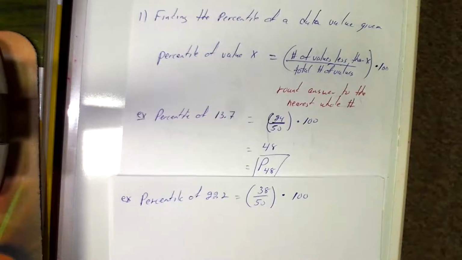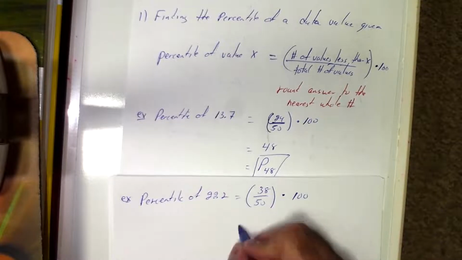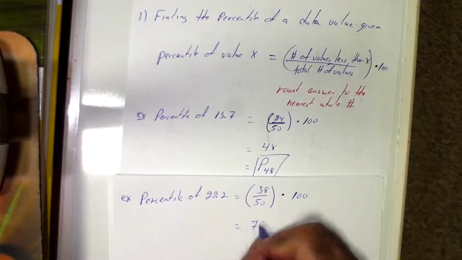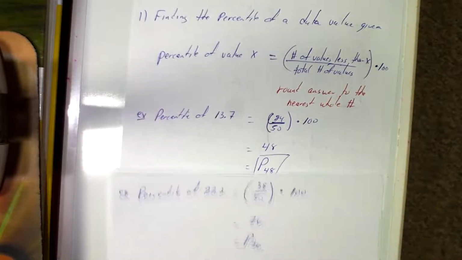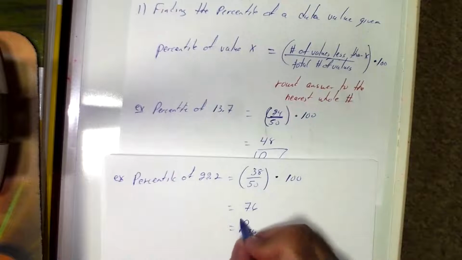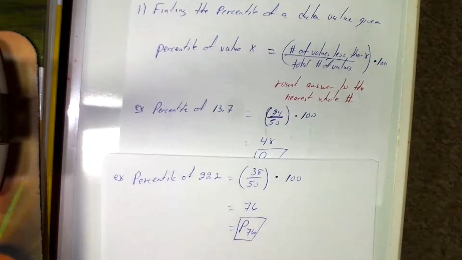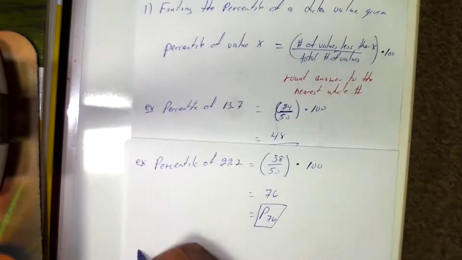All right, so let's do it. So 38 divided by 50. 38 divided by 50 times 100 gives me 76. So we write it as P76. There's my answer. Okay. All right, let's do another one.